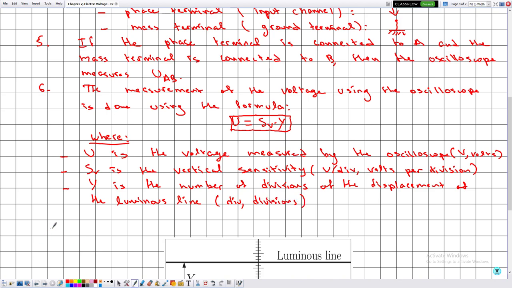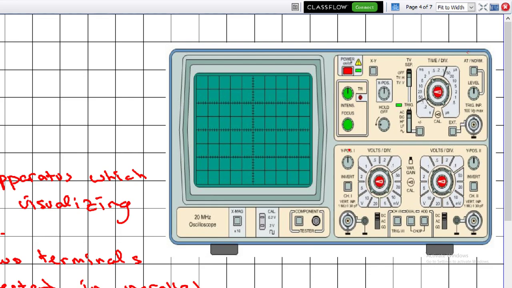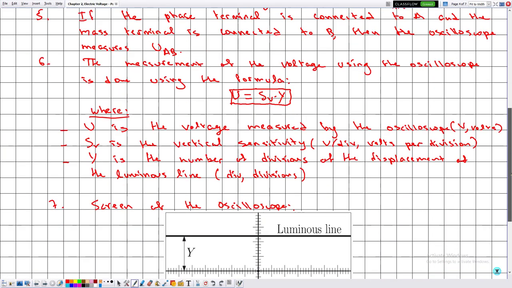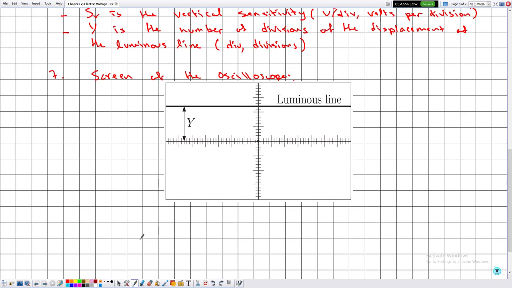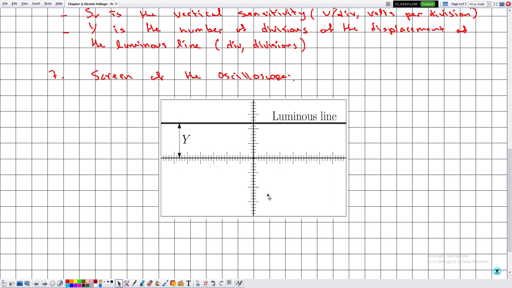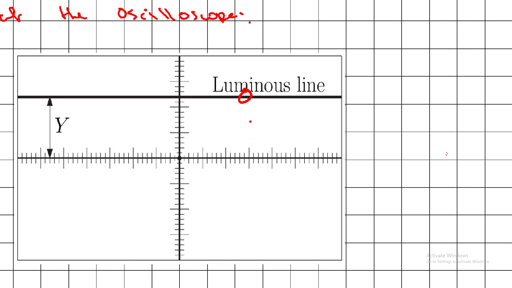And let me say that idea number 7, now we are ready to discuss the screen of the oscilloscope. So here, by referring to this instrument, which is the oscilloscope, we can see that this is the screen of the oscilloscope. This axis is labeled by time, and this axis is labeled by voltage. We always know that axes in physics are labeled by physical quantities. Now, referring to the screen of the oscilloscope, whenever we connect the oscilloscope across two points in an electric circuit, we expect that the luminous line will be displaced either upward or downward. So this is the luminous line. Now, in this case, it is displaced upward.